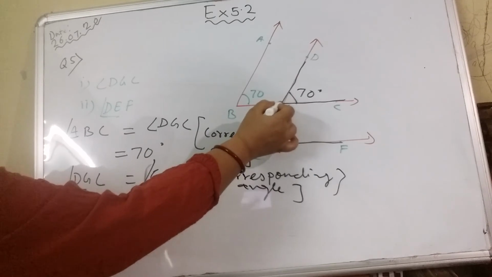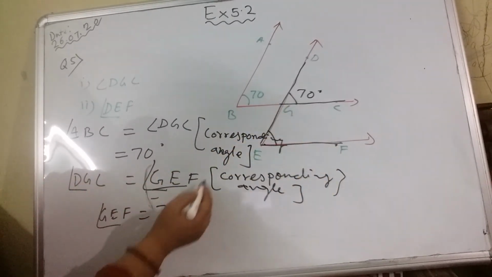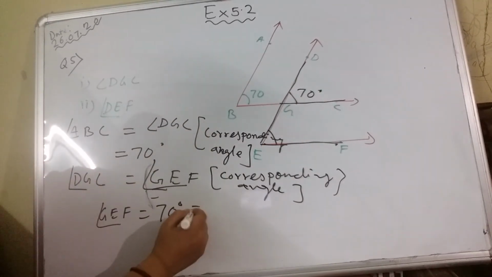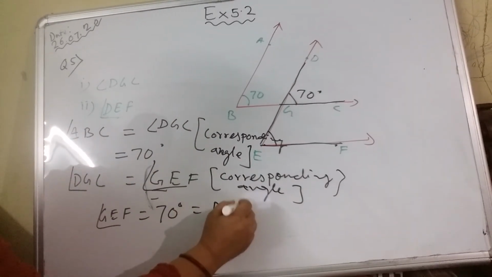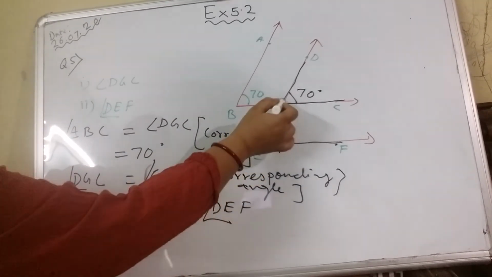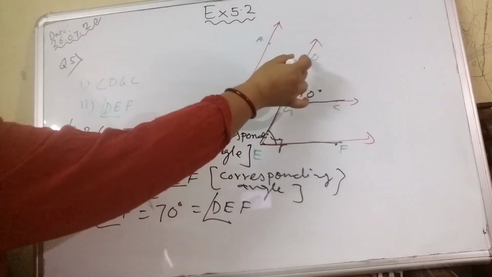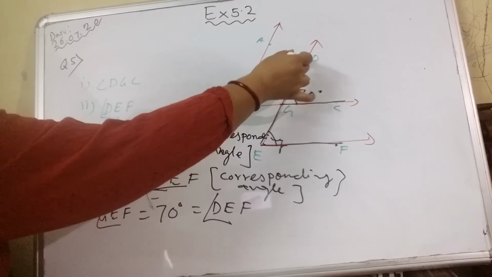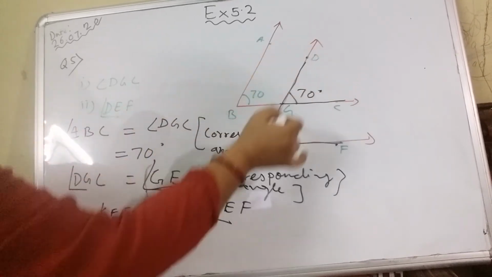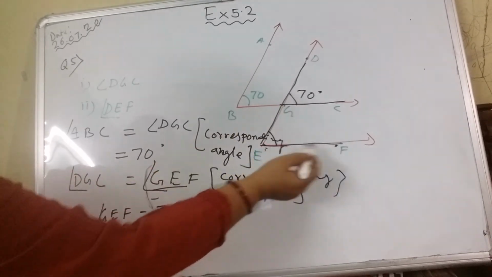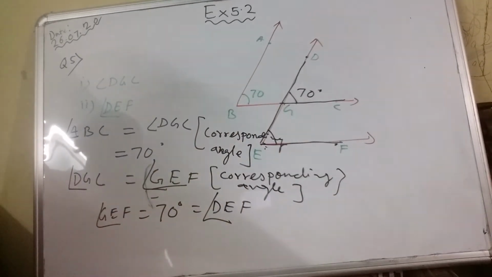This angle GEF can also be named DEF. I was only taking this G, but for angle DEF you have to consider this point. So DEF is the same as angle GEF.